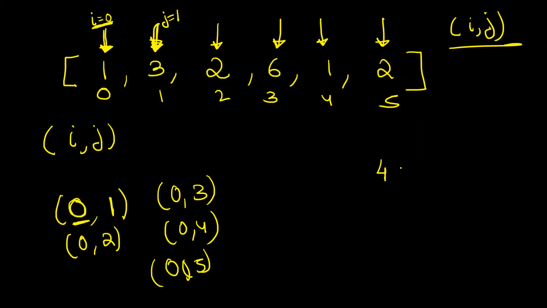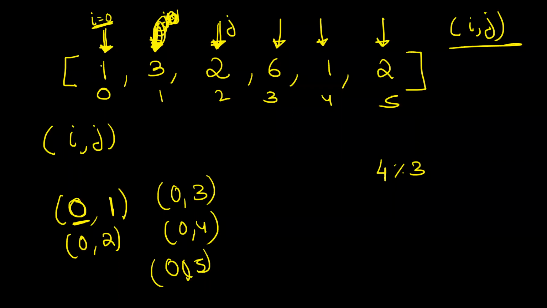Okay. Is 4 divisible by K? No, it is not. So I will move J forward. 0, 1 is not a valid pair. So let us move J forward. Let's see if 0, 2 is a valid pair. Now J comes here at index number 2.